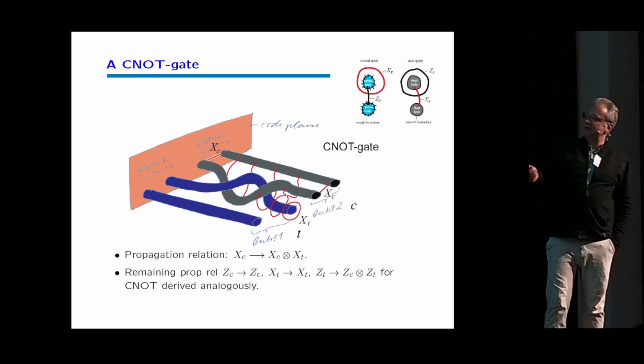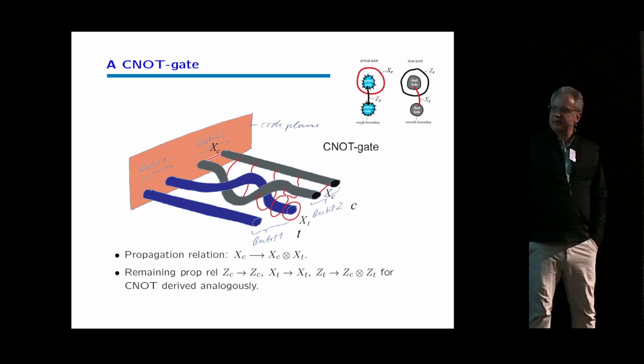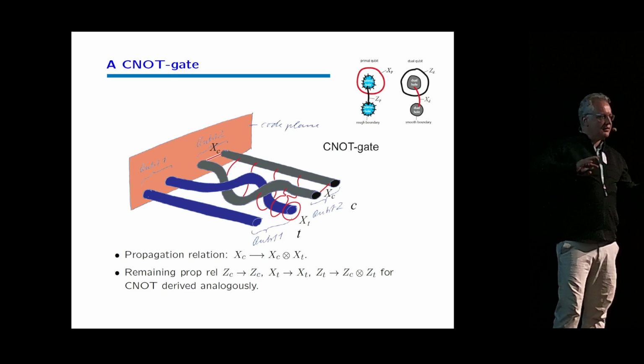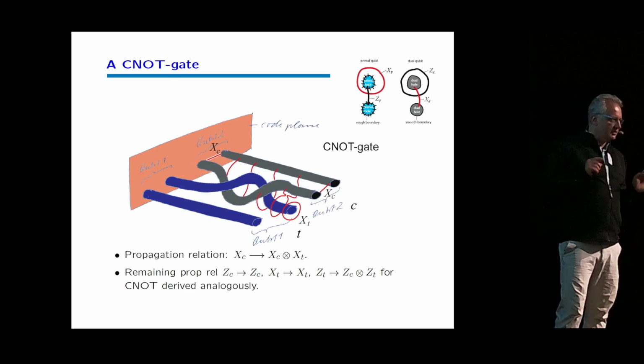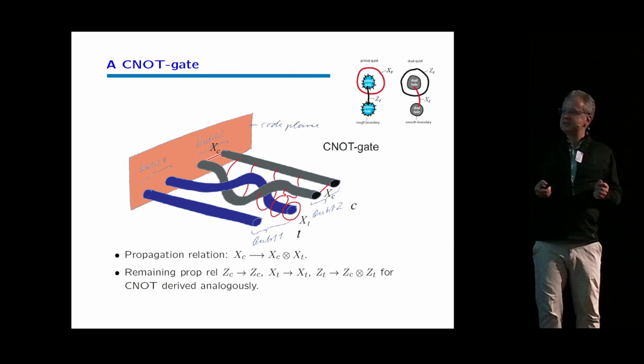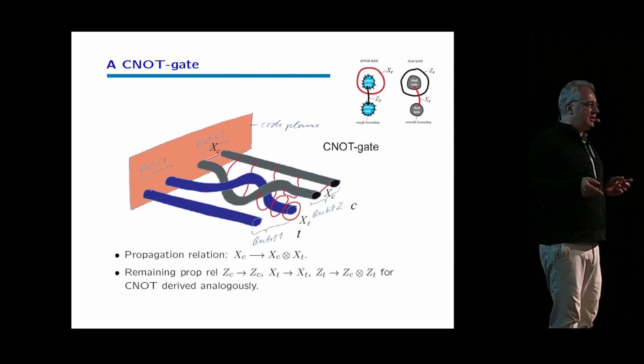So the remaining propagation relations are just the same, and together they define the CNOT gate. So this is roughly how this topological error correction works. And you can ask me more if you're interested. I also can point you to references, but that is basically the end of the second part, and we have a break now.